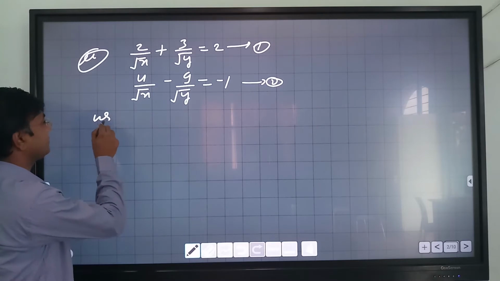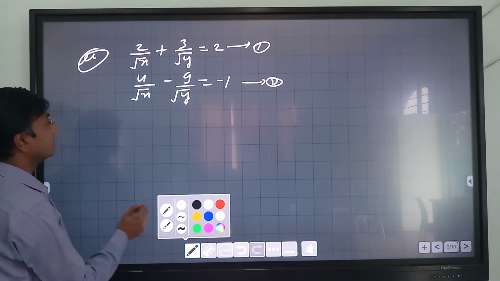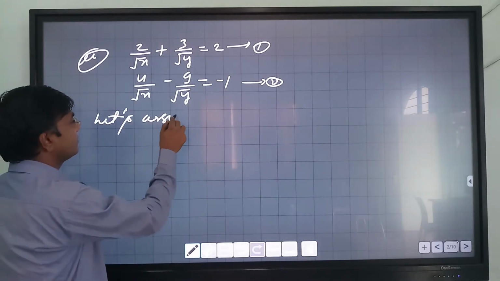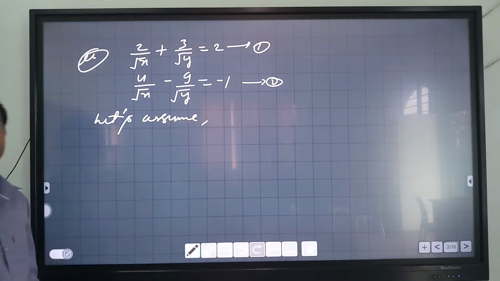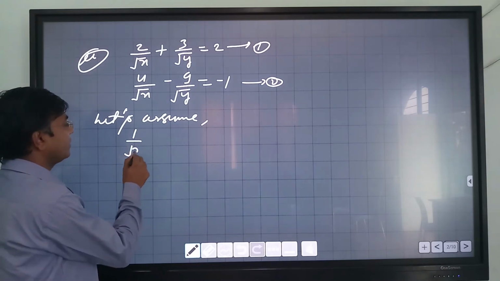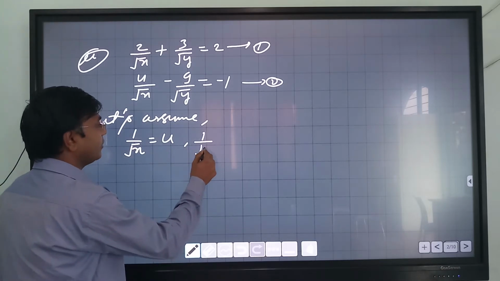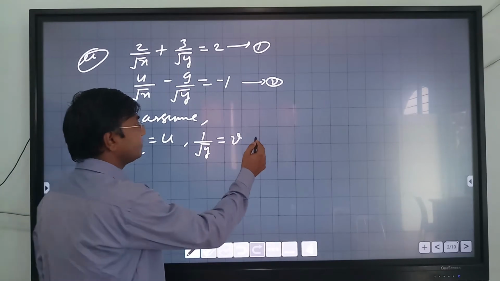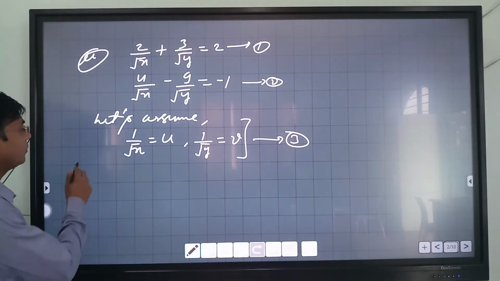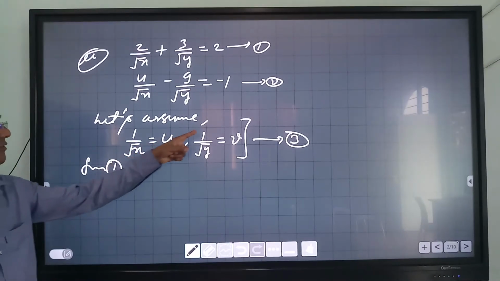So again this time we will assume, we wish to reduce this equation into a pair of linear equations. So 1 by root x this time is taken as u, and 1 by under root y equals v, as equation third together, right? Now from equation first, what do we have to do? We have to replace u and v.